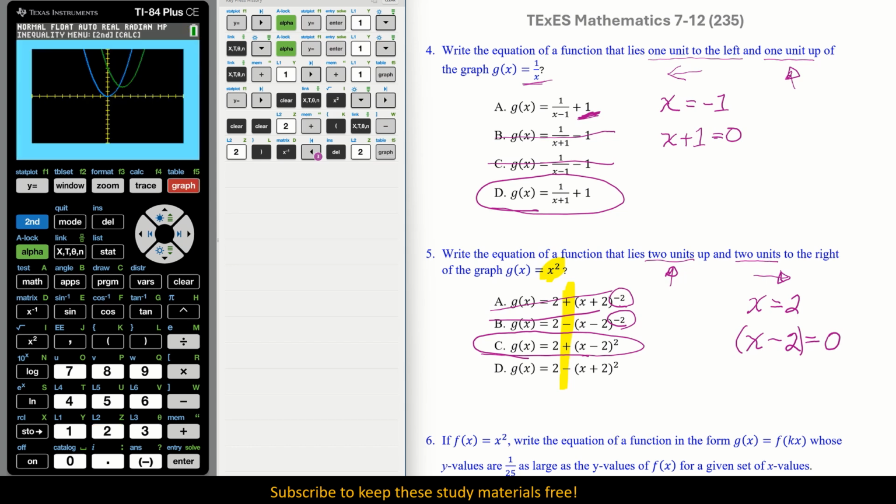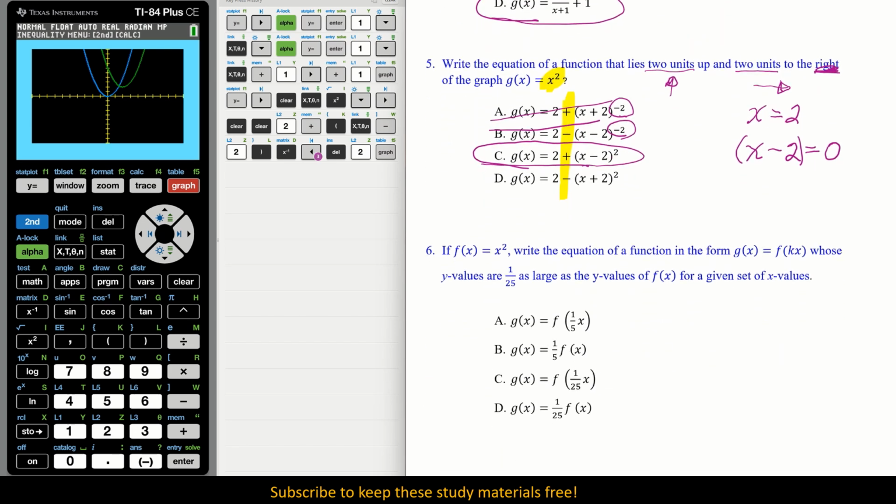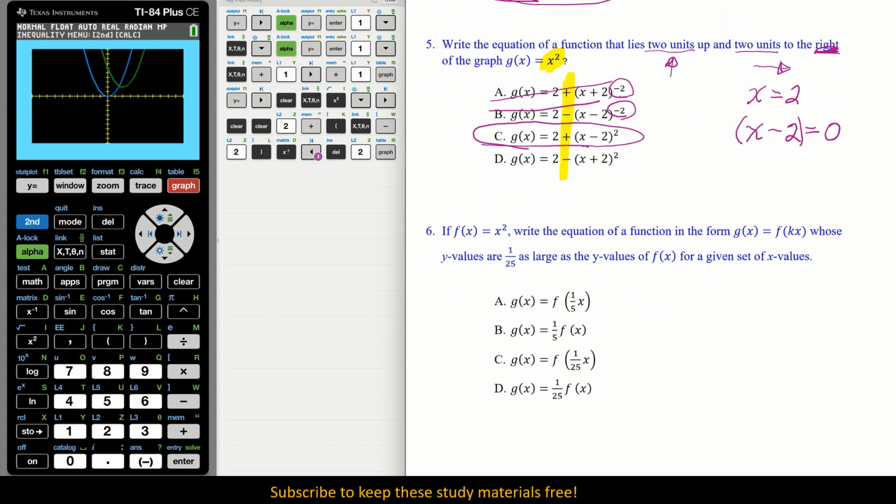All right, now let's graph it. Okay, and yes, we go to the right, which is what it asks for right here. So we go to the right 2 and up 2. So again, verify. All right, moving on to number 6. Now this is going to be different. And our calculator won't help us a lot, okay?